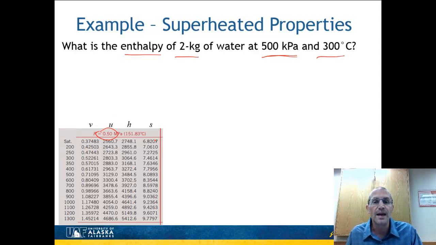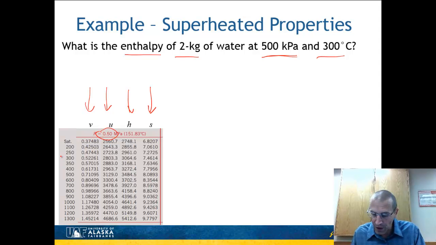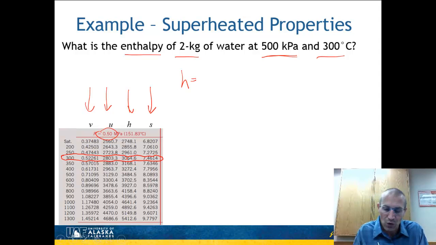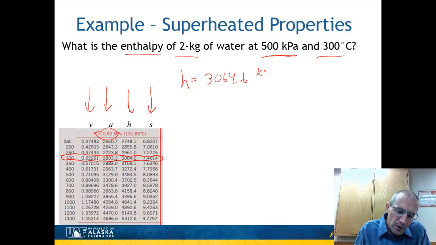I've excerpted the table from A6 here and indicated the columns that I have. There's a value of the volume, the internal energy, the enthalpy, and the entropy. Since that's the 500 kPa table, I'm going to go over to the 300 degree line, which is this one right there, and I can pull properties right off of it. So if I want to find my value of h, where that's enthalpy, h is equal to 3064.6, and my units are kilojoules per kilogram.